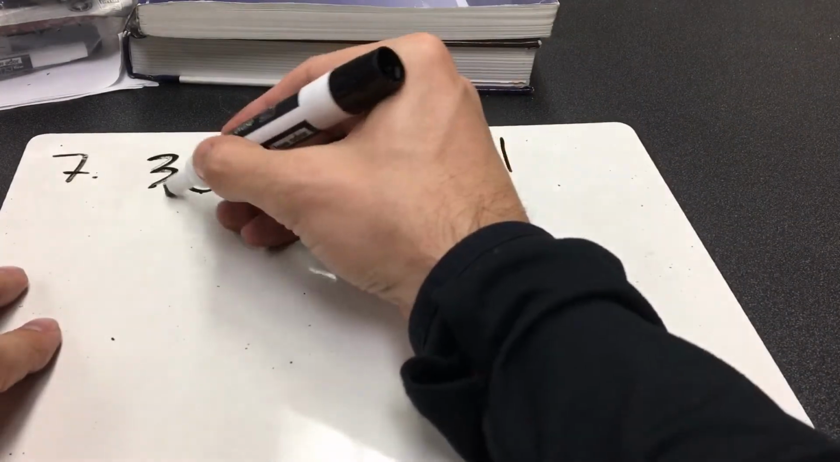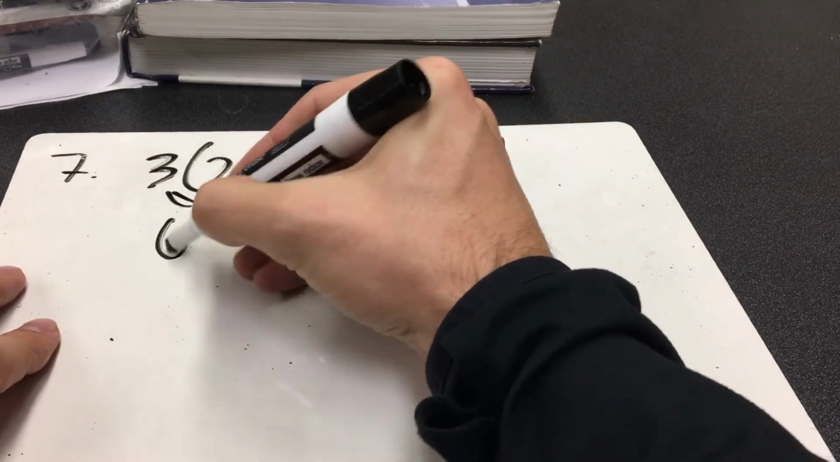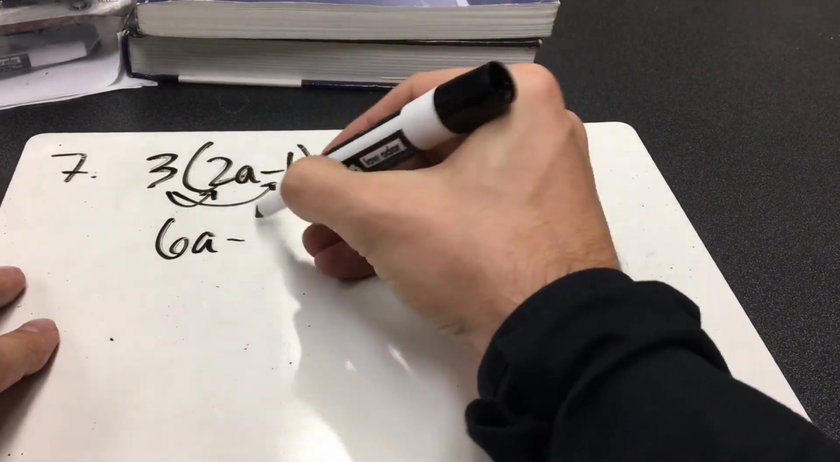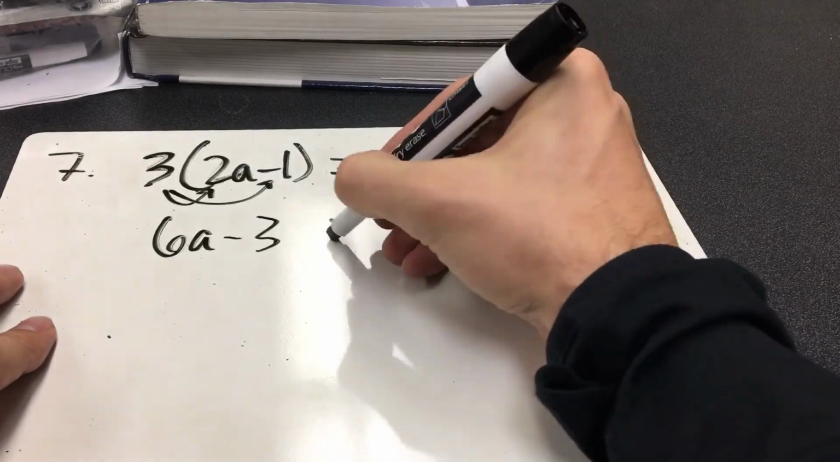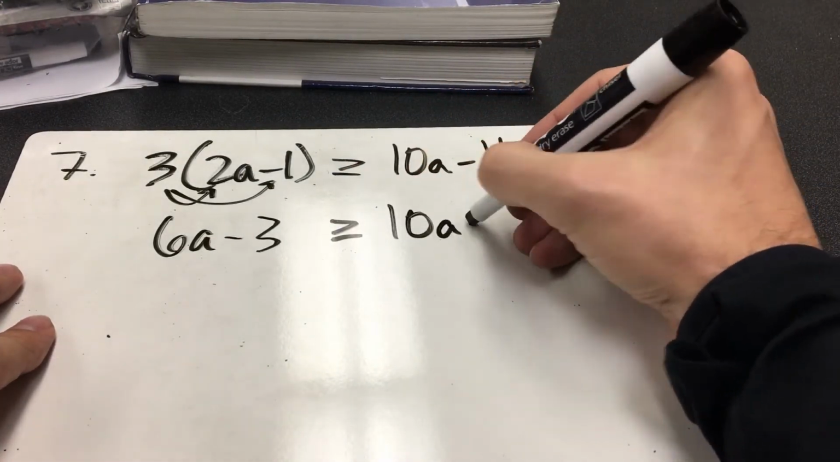I have distributing. Let me do the distributing first. 3 times 2a is 6a. 3 times 1 is negative 3. The symbol is still there. This I'm just going to copy down because I'm not messing with it right now.